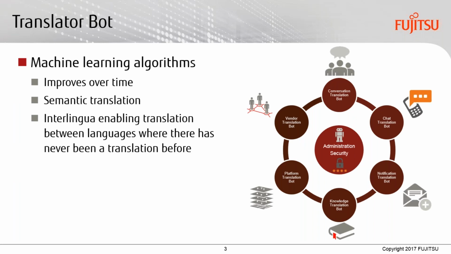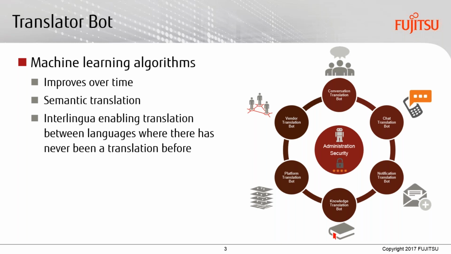If we look at the Translator Bot and what it's all about, starting from the left, it is the basic engine in it. It is using machine learning algorithms. And that means that as this is being used over time, it improves. So the quality will improve by itself the more that it's being used.